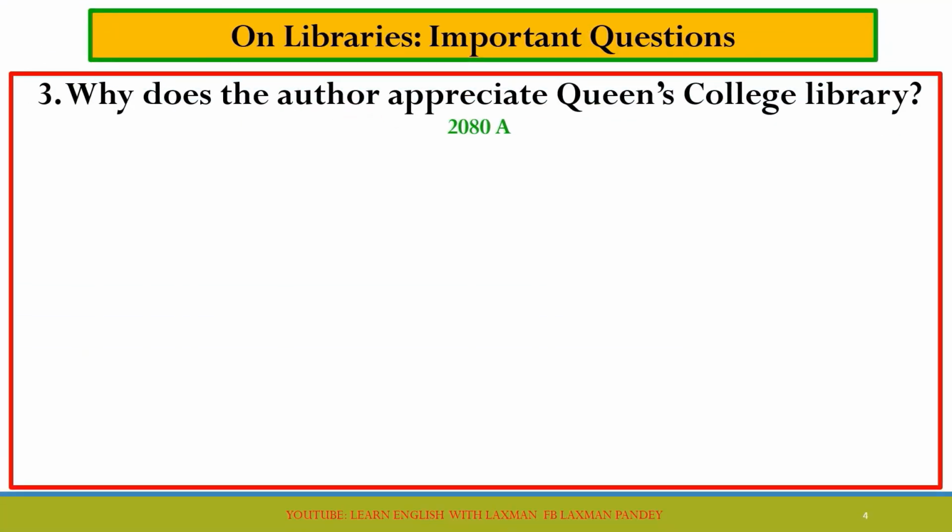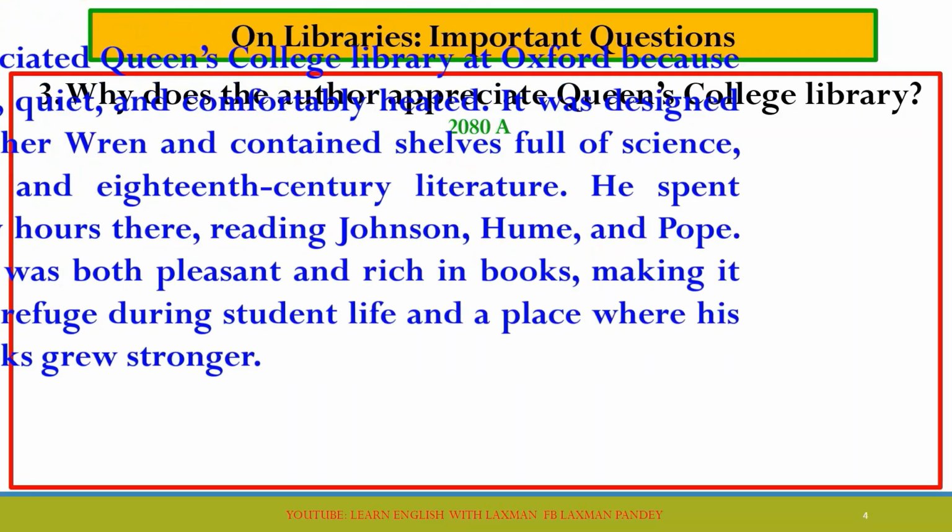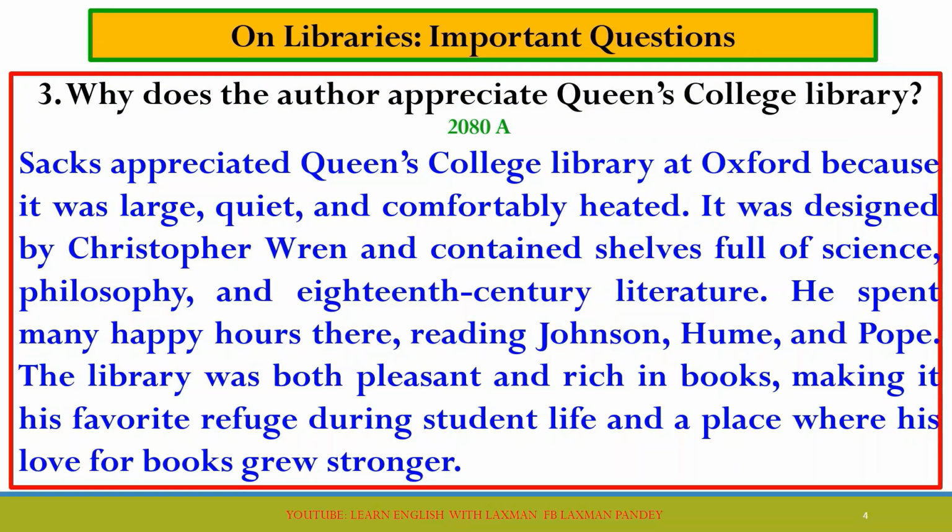Why does the author appreciate Queen's College Library? Sacks appreciated Queen's College Library at Oxford because it was large, quiet, and comfortably heated. It was designed by Christopher Wren and contained shelves full of science, philosophy, and 18th century literature. He spent many happy hours there reading Johnson, Hume, and Pope.